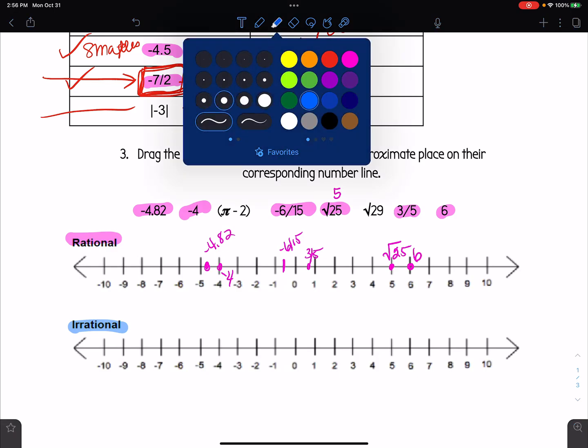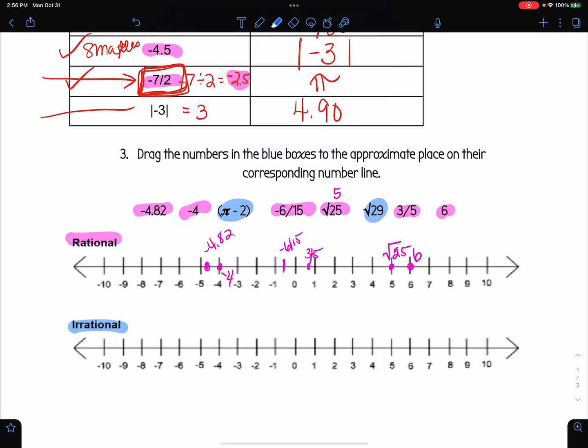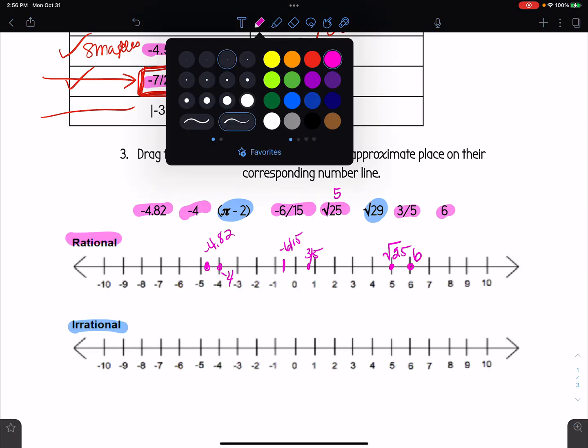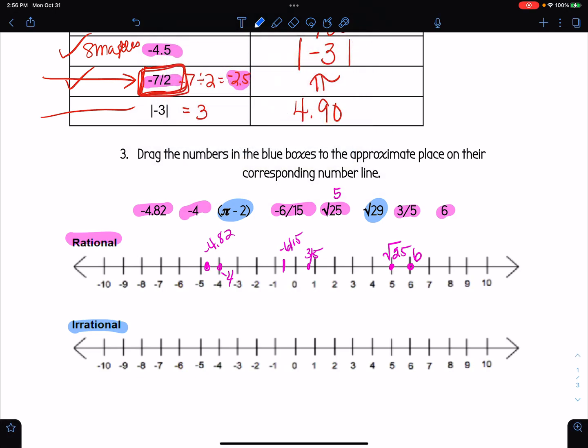The numbers that I have left to do are pi minus 2 and the square root of 29. So pi minus 2 would be 3.14 minus 2, which is 1.14. So 1.14, that is pi minus 2. The square root of 29 is going to be between the square root of 25 and the square root of 36. So it's between 5 and 6. So that means the square root of 29 is somewhere around there. Ta-da. Push pause if you need to. We're going to move on.